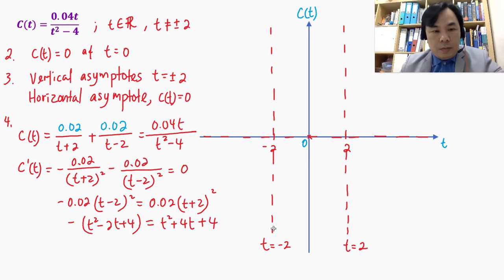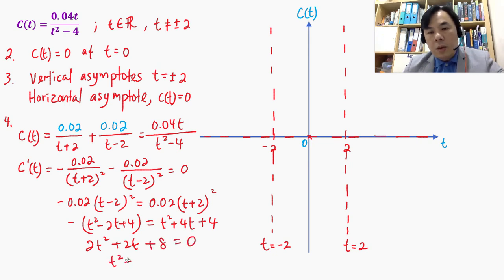And then from here, let me see what we have here. So from here, we will have 2t squared, okay, if I'm not mistaken, it's 2t squared. And then after that, I will have like a 2t, and then lastly, I have 8. So that is basically t squared plus t plus 4 here, equal to 0 there.